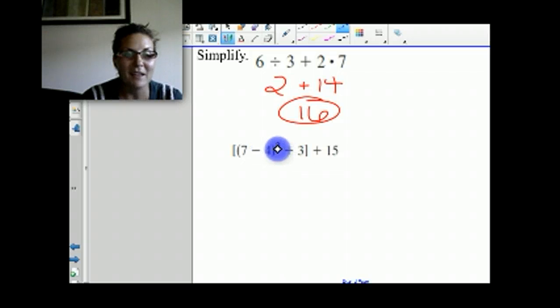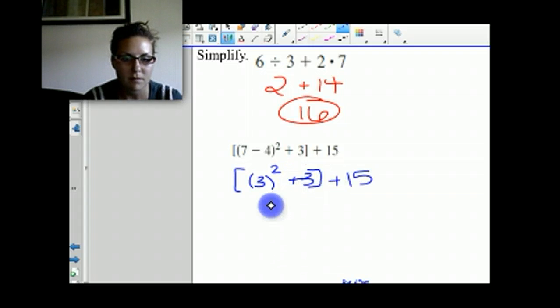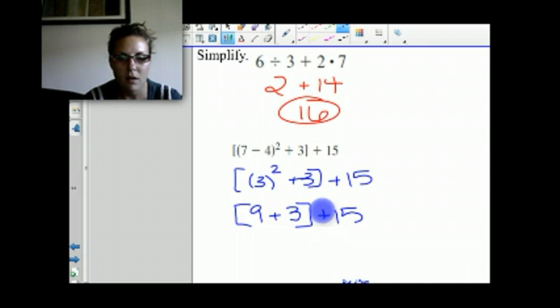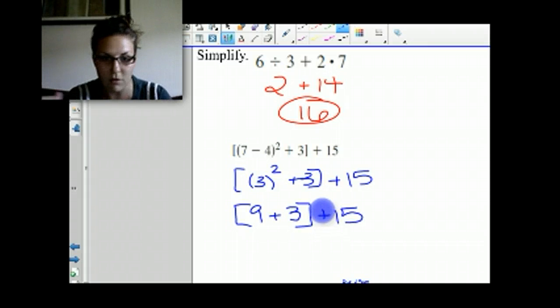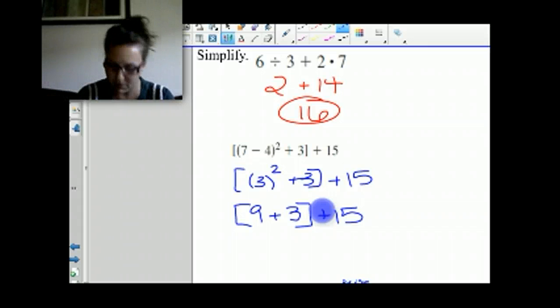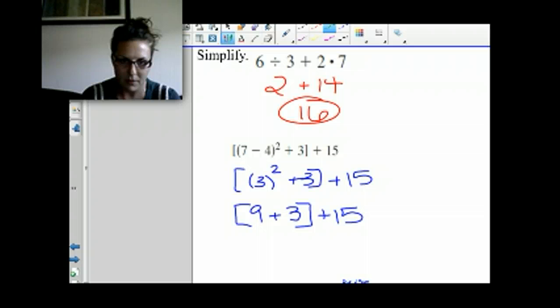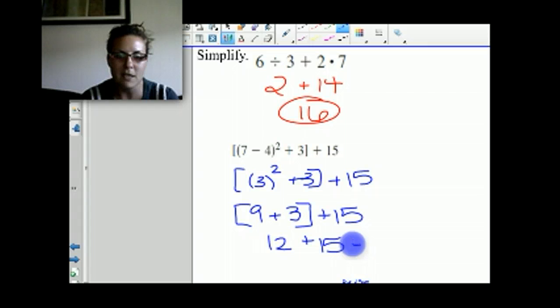Down here, we have an exponent and parentheses. Parentheses come first. Okay, so keep the outside brackets. 7 minus 4, we get 3. It's still squared. Plus 3, plus 15. I have 3 squared, which is 9, plus 3, plus 15. Now in this case we have 2 addition signs, so the brackets are unnecessary, but we still keep them there to make sure we're always doing the problem correctly. 9 plus 3 is 12, plus 15, I end up with a final answer of 27.